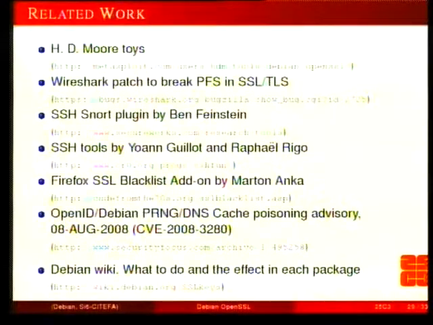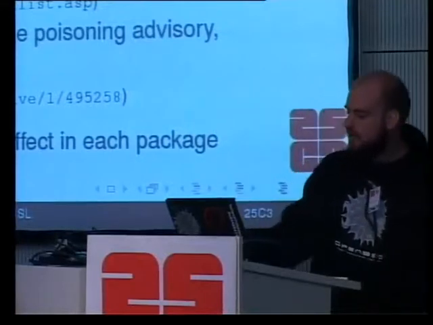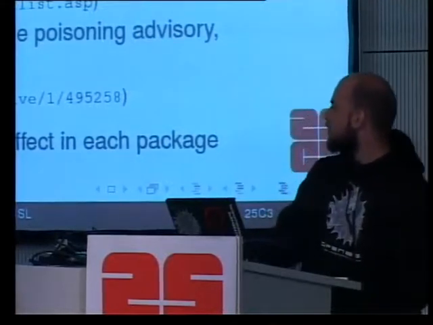Okay, related work here. This is the bug in OpenID, which I told you. This is where you can download the Firefox plugin. There are some tools for SSH. For example, in this place here, you have a tool to decipher SSL connections or these kinds of things. The last point here is the Debian wiki, where you can find how to regenerate the keys in all the packages affected.